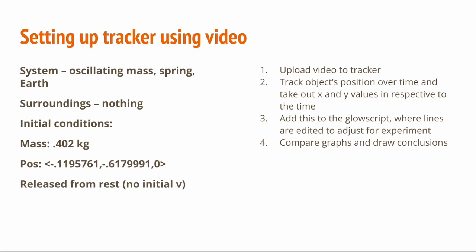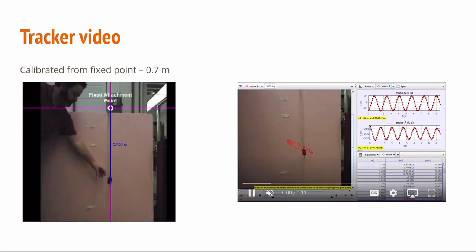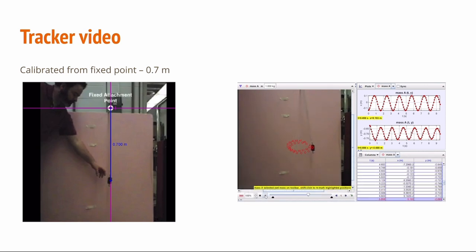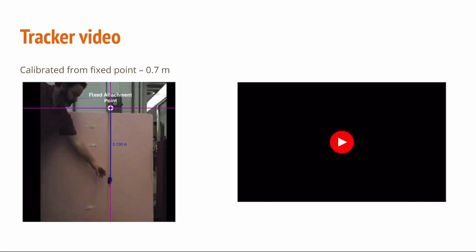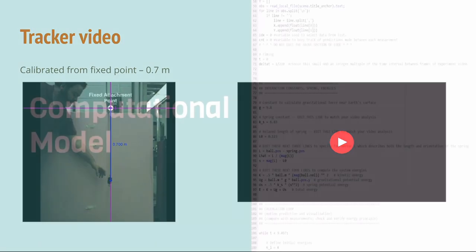We're going to upload our video to Tracker, track the object's positions over time and take out the X and Y values and put that into our GlowScript so we can compare the real-life model to the computational model. And we're going to compare these graphs and draw conclusions. The video on the right shows our Tracker video, and on the left it shows that it's going to be calibrated from the fixed point in the video as shown. And the difference between the start of the mass and the fixed point is going to be 0.7 meters.